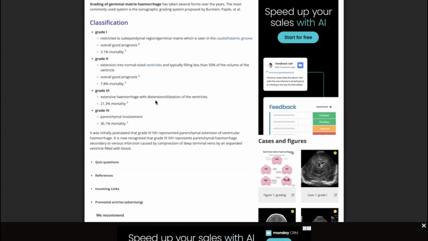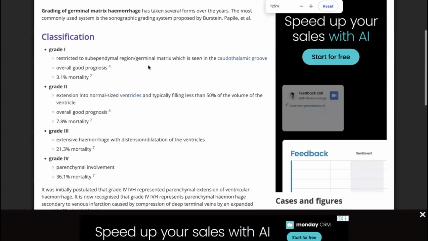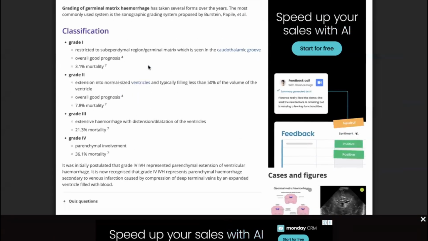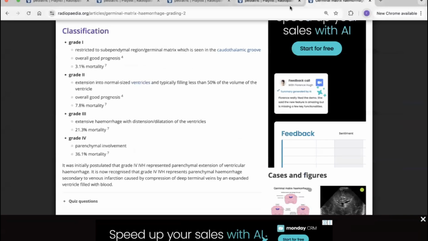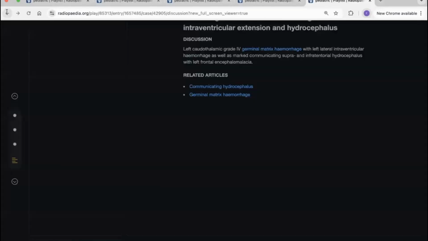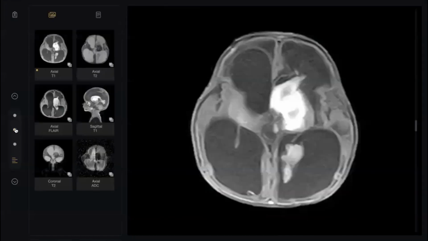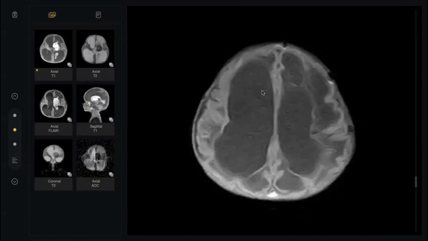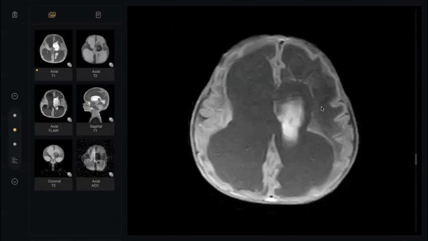So this is type 3, sir? No, see, one second. We have a parenchymal involvement, doctor, in our case. What happened here? What happened to this parenchyma? You talk about the leukomalacia. What is the underlying pathology of this leukomalacia?